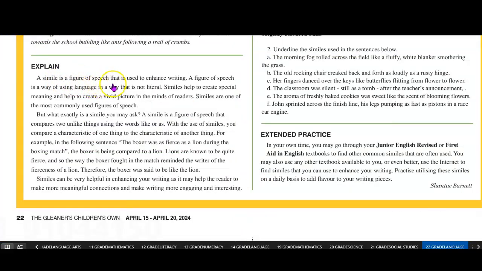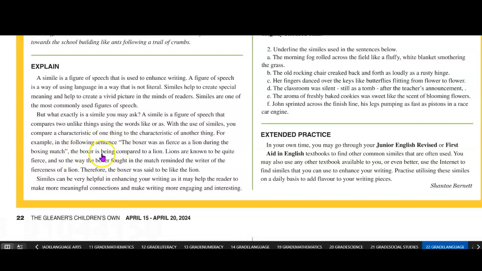Simile is a figure of speech that is used to enhance writing. A figure of speech is a way of using language in a way that is not literal. Similes help to create special meaning and help to create a vivid picture in the mind of readers. Similes are one of the most commonly used figures of speech. But what exactly is a simile, you may ask? A simile is a figure of speech that compares two unlike things using the words like or as. With the use of similes, you compare the characteristics of one thing to the characteristics of another thing.